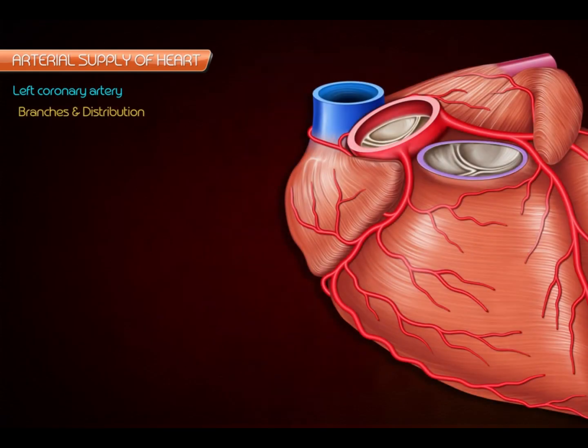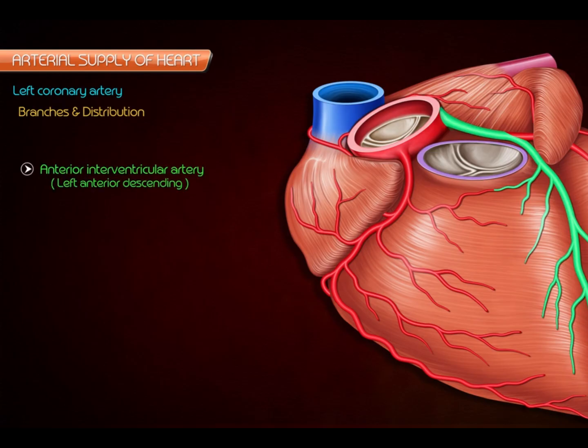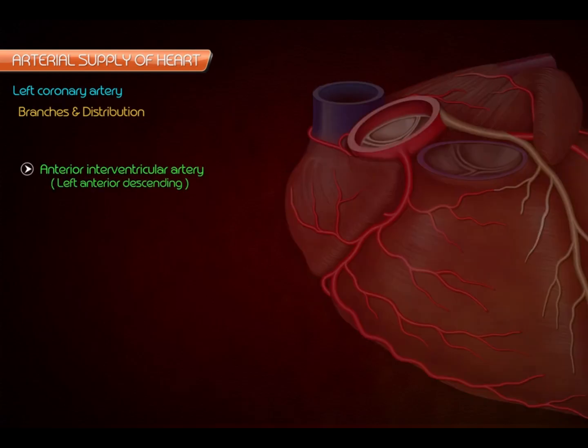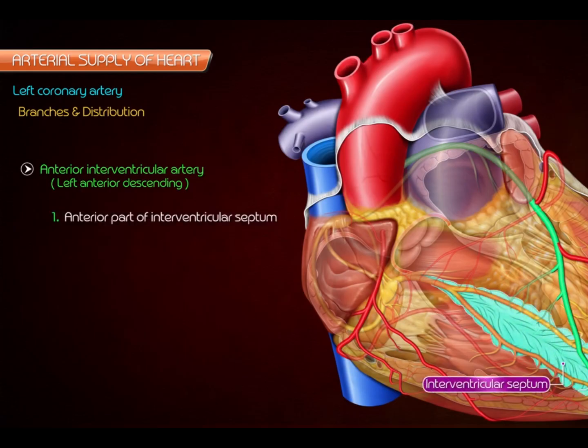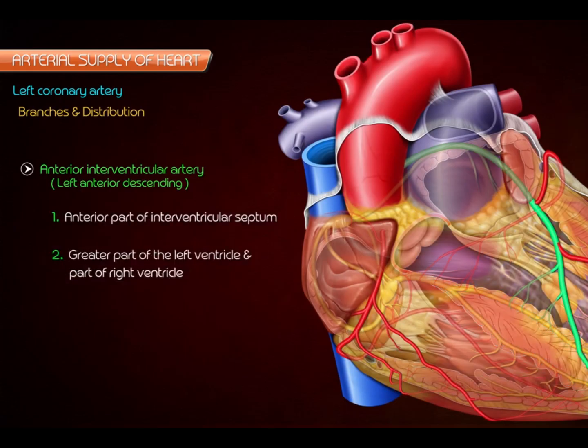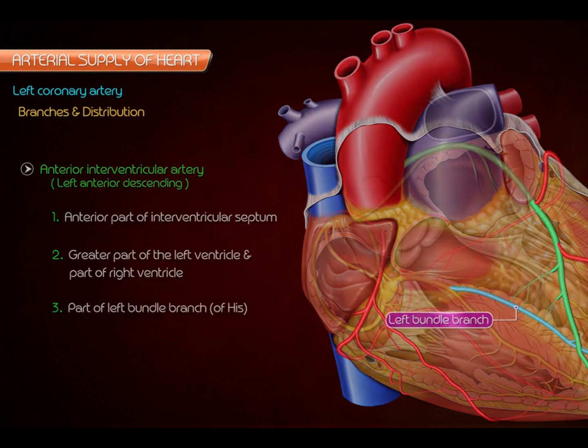Branches and distribution. Anterior interventricular artery, also known as the left anterior descending artery. It supplies the anterior part of the interventricular septum, the greater part of the left ventricle and part of the right ventricle, and a part of the left bundle branch.